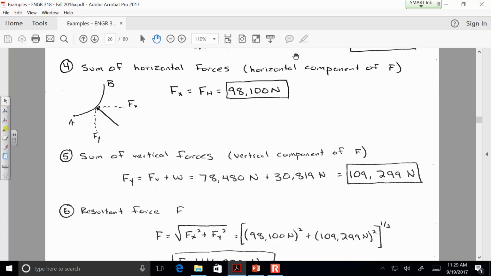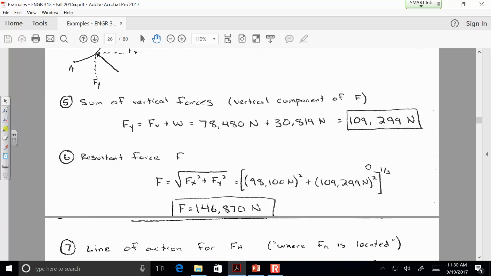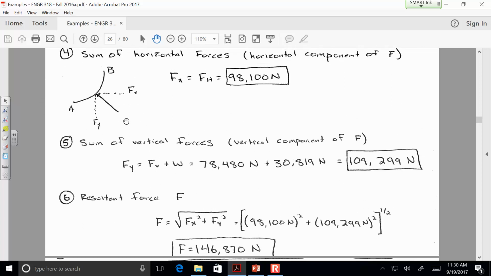So you see in this drawing I've done these components. F sub x is the horizontal component of the resulting F that has to be applied to hold the system in equilibrium. F sub y is going to be the sum of those two vertical forces, the weight of the water above the curve. So the 78 was for the rectangular element, the 30 was from the quarter-shaped element. So if those are the component forces, then the net resultant force in the F direction we can find by taking the square root of the sum of the squares.